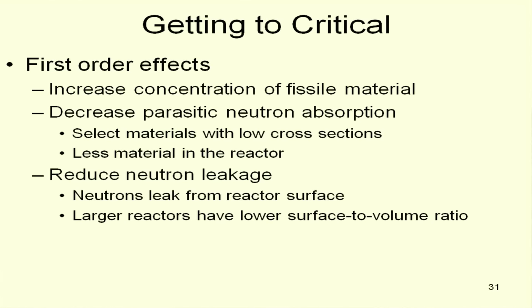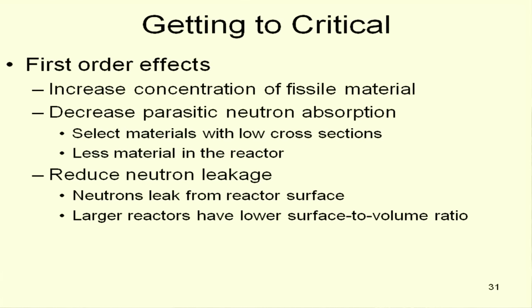Secondly, you can decrease parasitic neutron absorption. You select materials with low cross sections, and you just simply put less material in the reactor. You keep the materials as thin as possible so you don't lose the neutrons in non-productive captures, and you reduce neutron leakage. Neutrons leak from reactor surfaces. The bigger a reactor core gets, the lower the surface to volume ratio and the lower the fraction of neutrons leaked. So those are the basic principles used in design to getting to critical.